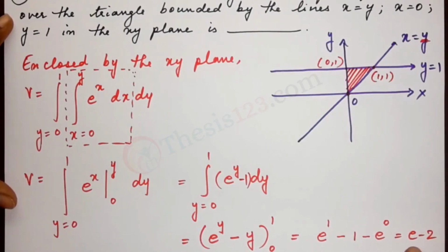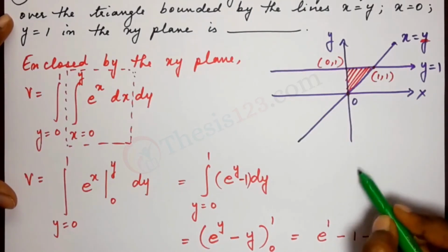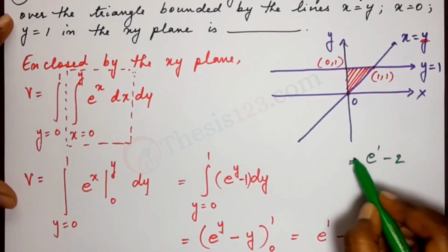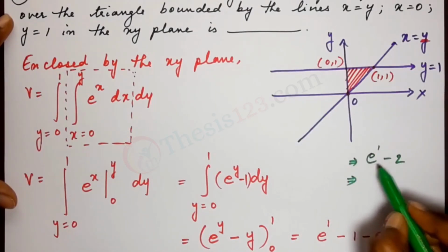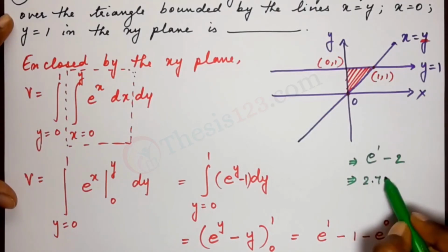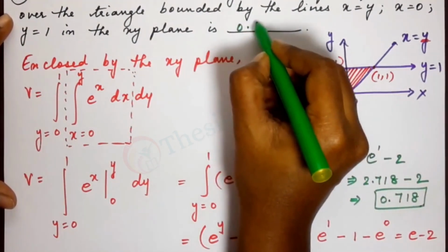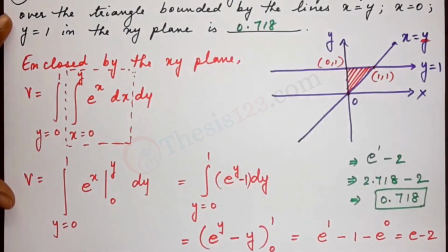Now if you put down the value of e, so we have e^1 minus 2, right? The value of e is 2.718. So solving this further, you would get the value 0.718. So this is our volume enclosed by the surface. 0.718 is the final answer.